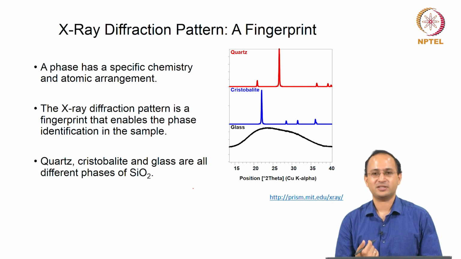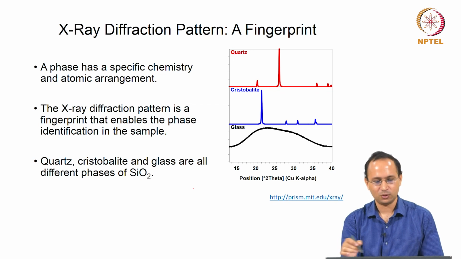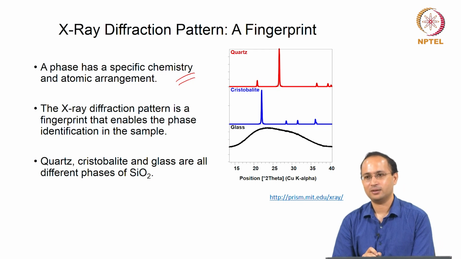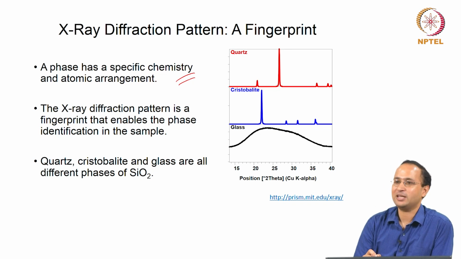So, basically X-ray diffraction is nothing but a fingerprint. Each of us has a fingerprint, right, a very unique fingerprint. Once you know the fingerprint, you know where it has come from, and we have a very good database where these fingerprints are stored, right. We can always refer to that database to get this information. So, see, because each phase has a specific chemistry and atomic arrangement, that is the basis for this.